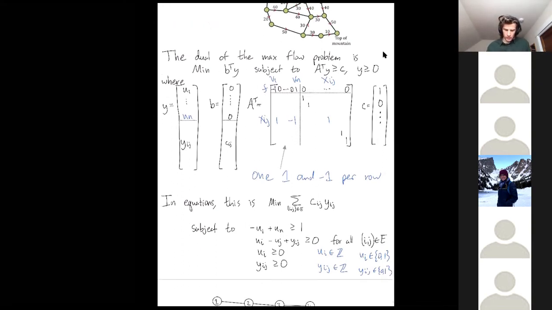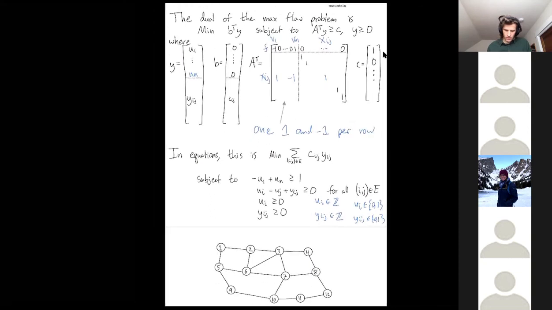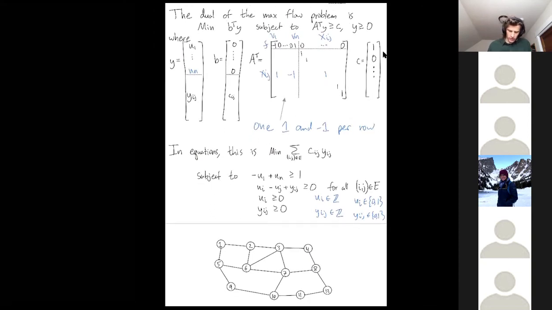All right, so the vertices have labels ui. Some of the vertices are going to have label 0, and other vertices are going to have the label 1. These are going to be the two sets that are separated by our cut. So our cut is going to go through something like that, separating the vertices labeled 0 from the vertices labeled 1.